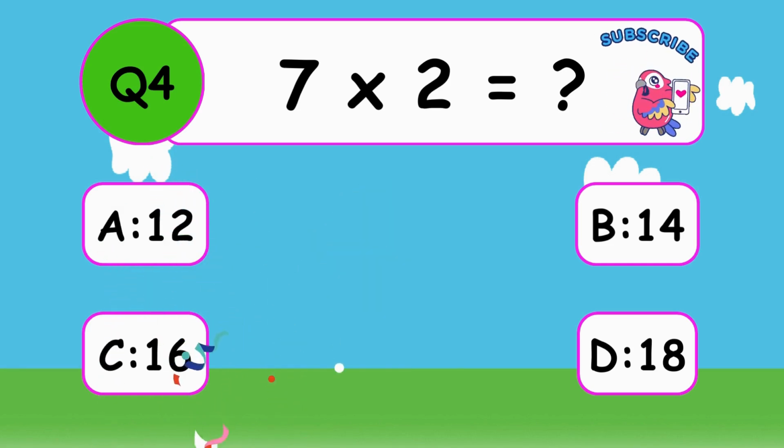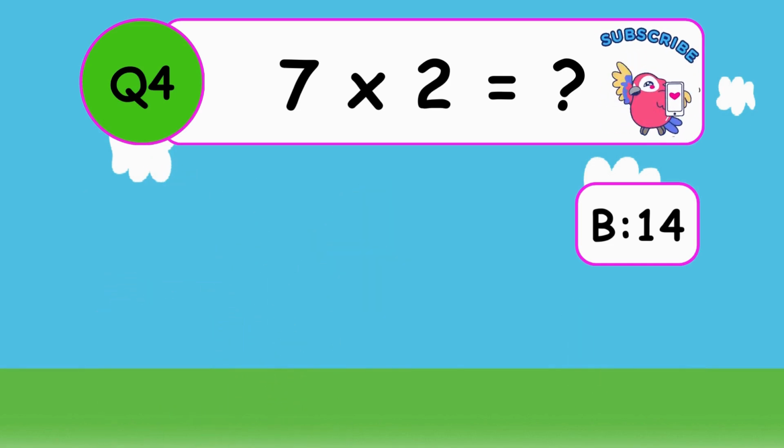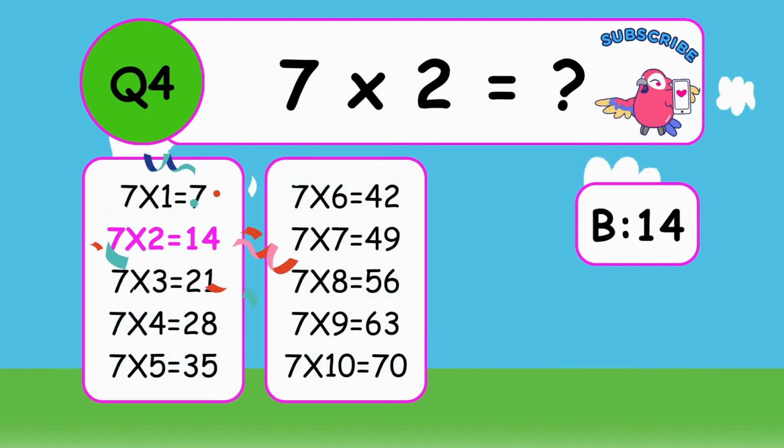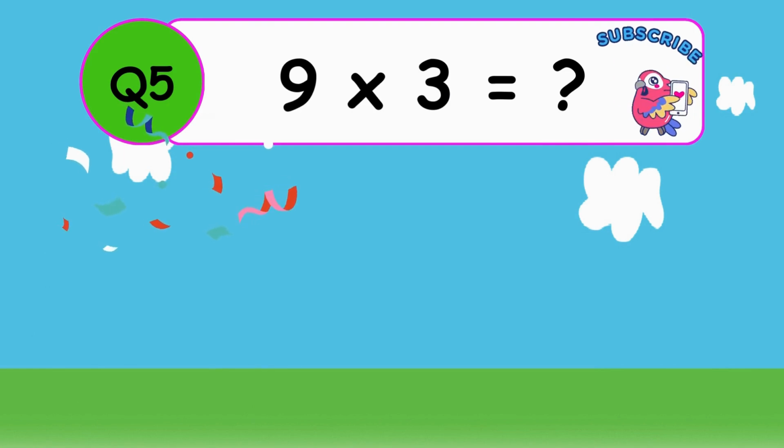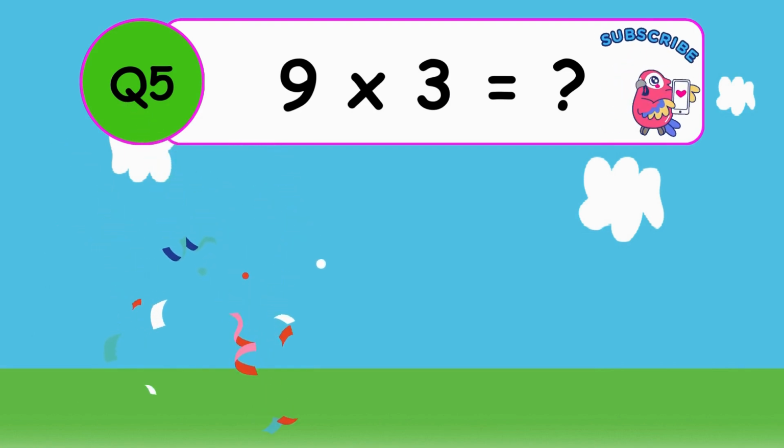The correct answer is B, 14. 7 times 2 is equal to 14. What is 9 times 3?